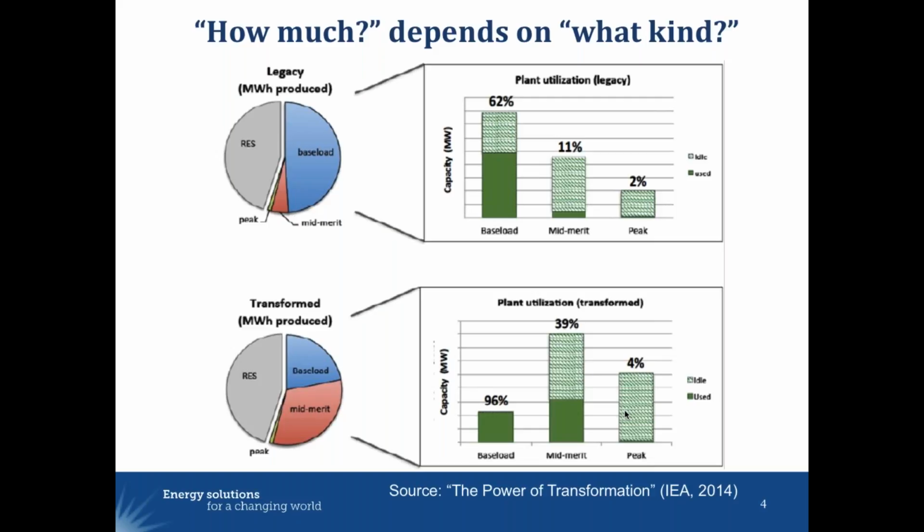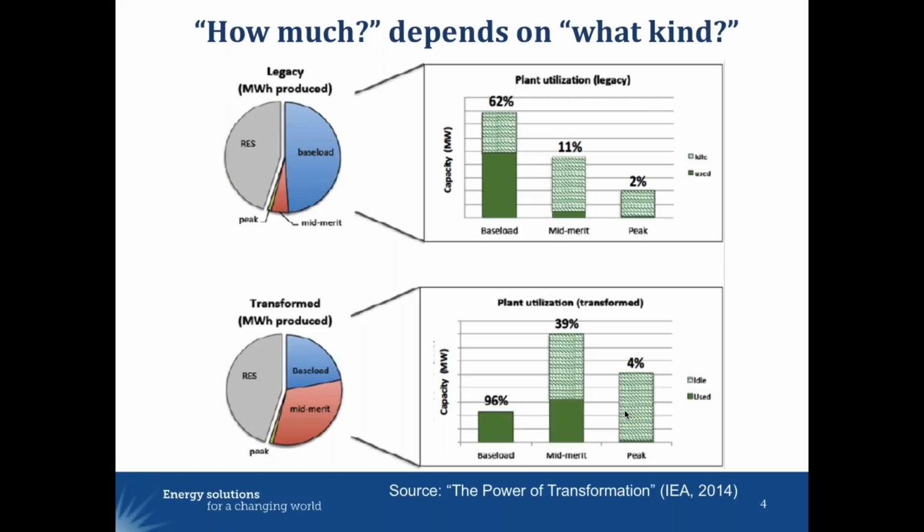mix of thermal resources of baseload, mid-merit, and peak, with the rest coming from renewables. The bottom is that same system. You've got the same amount coming from renewables, but with what we refer to as a transformed mix of baseload, mid-merit, and peaking resources. Again, both systems meet the same demand shape and quantity of demand to the same standard of reliability.